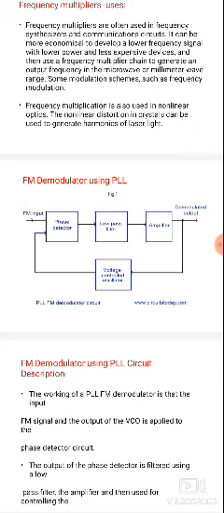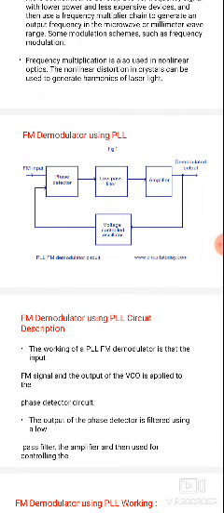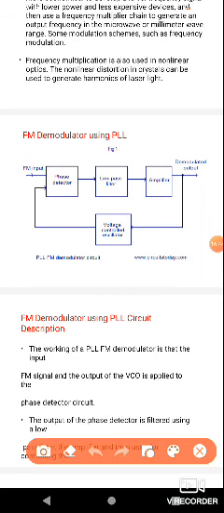Non-linear distortions will be generated by laser lights. It is an FM demodulator using PLL, a frequency demodulator. So here, the same phase detector, low pass filter, amplifier, and voltage controlled oscillator. The amplifier output is the demodulated output. The demodulated output will be given to the voltage controlled oscillator. The voltage controlled oscillator is connected to the phase detector.